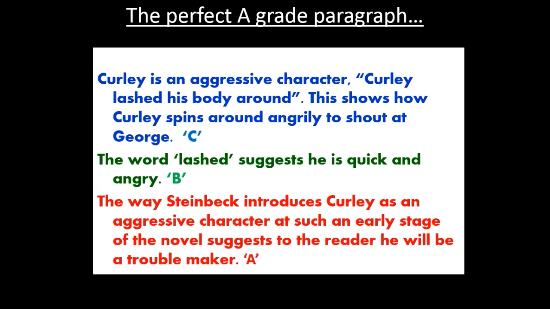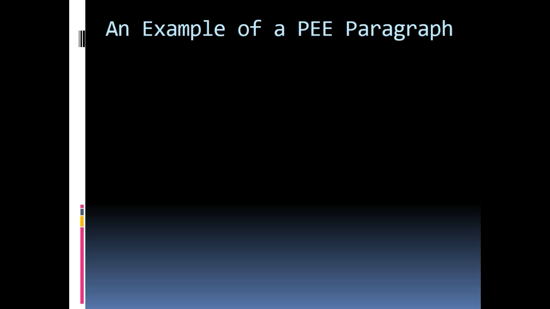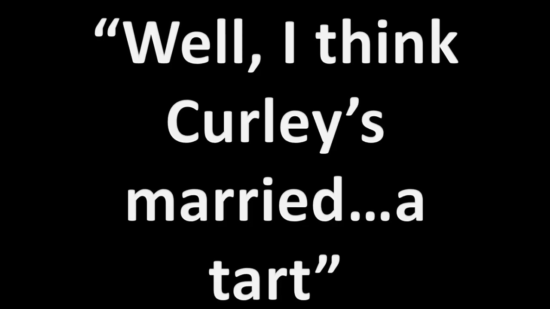And if I added a little bit more deeper understanding of the novel and of the characters, I'd be looking at an A. The way Steinbeck introduces Curly as an aggressive character at such an early stage of the novel suggests to the reader he will be a troublemaker. So you could maybe mention the fact that it foreshadows that Curly will be an aggressive troublemaker throughout the novella. What I did in my class was I showed 3 different quotes, and I got my students to come up with a point for each one.